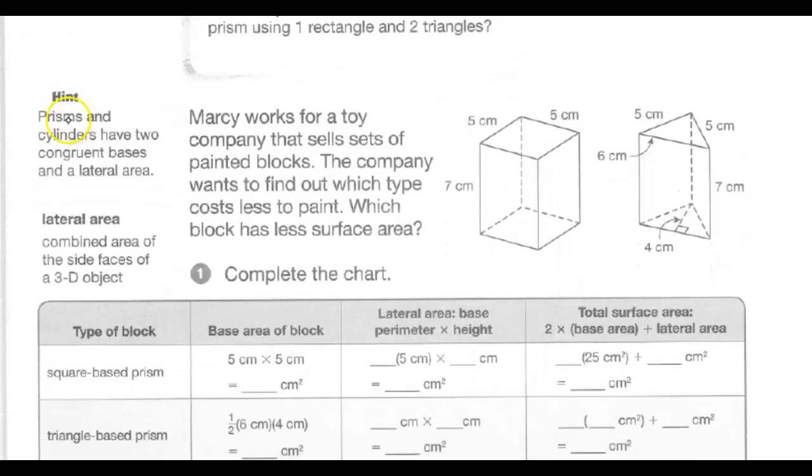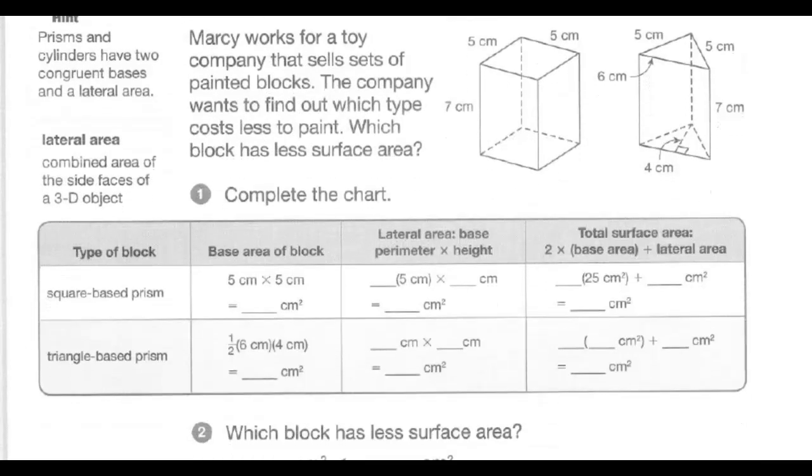So just a reminder, prisms and cylinders have two congruent bases. Congruent means equal in shapes, in geometry. So they're equal, and a lateral area. And so with a prism, the lateral sides are rectangles. In a cylinder, it's just one rectangle that's wrapped around. Okay, so we're going to complete the chart here to compare these two shapes.